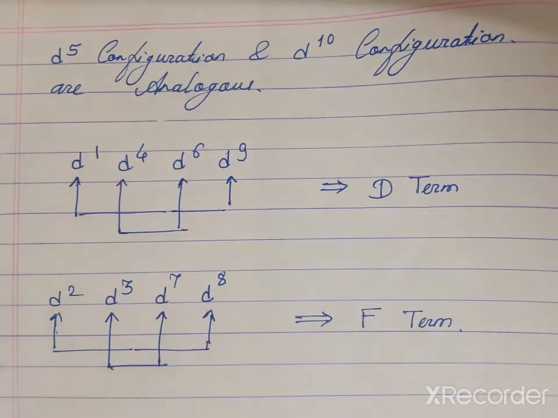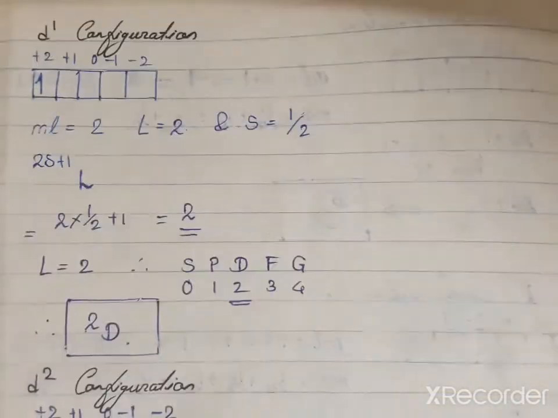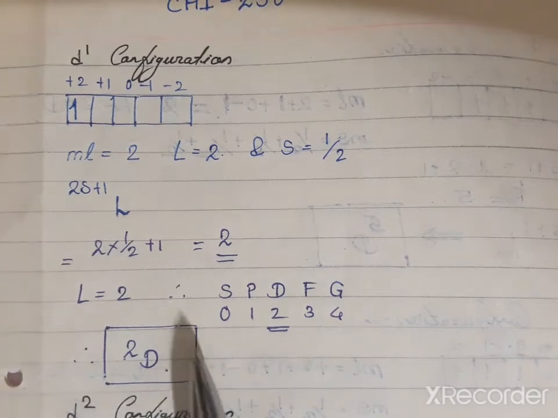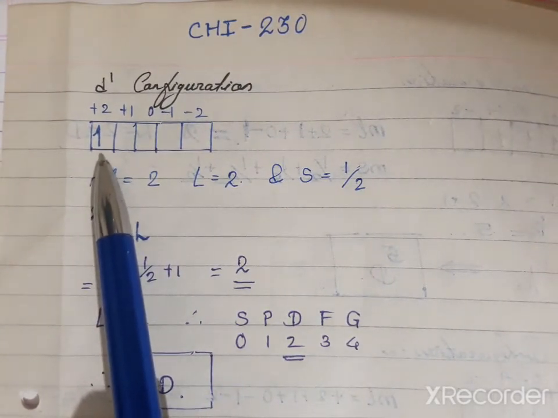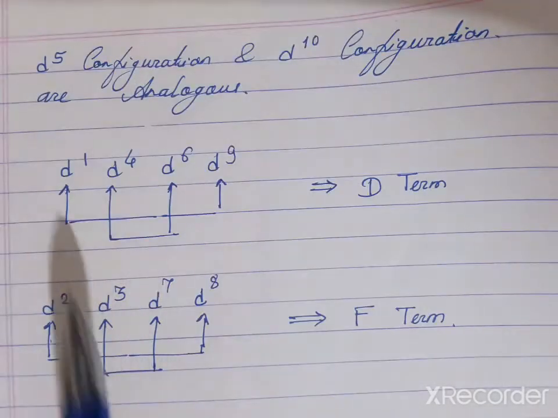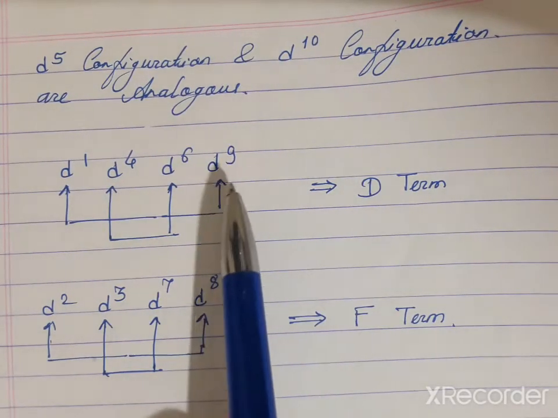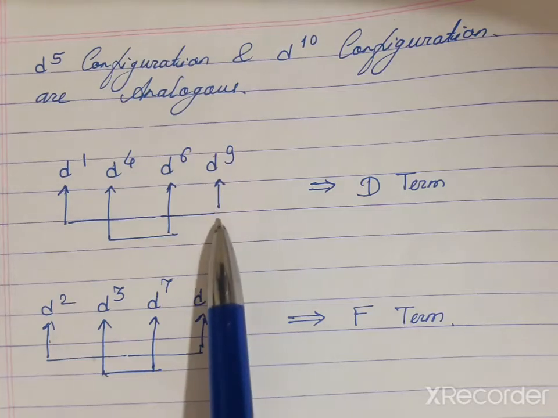Okay, so what is that? In d1 configuration one electron is present. Only one electron is there in d1 configuration. Now look at this, this is d1 configuration. In this configuration there is only one unpaired electron. So this d1 is similar to d9, as it also shows one hole formation.